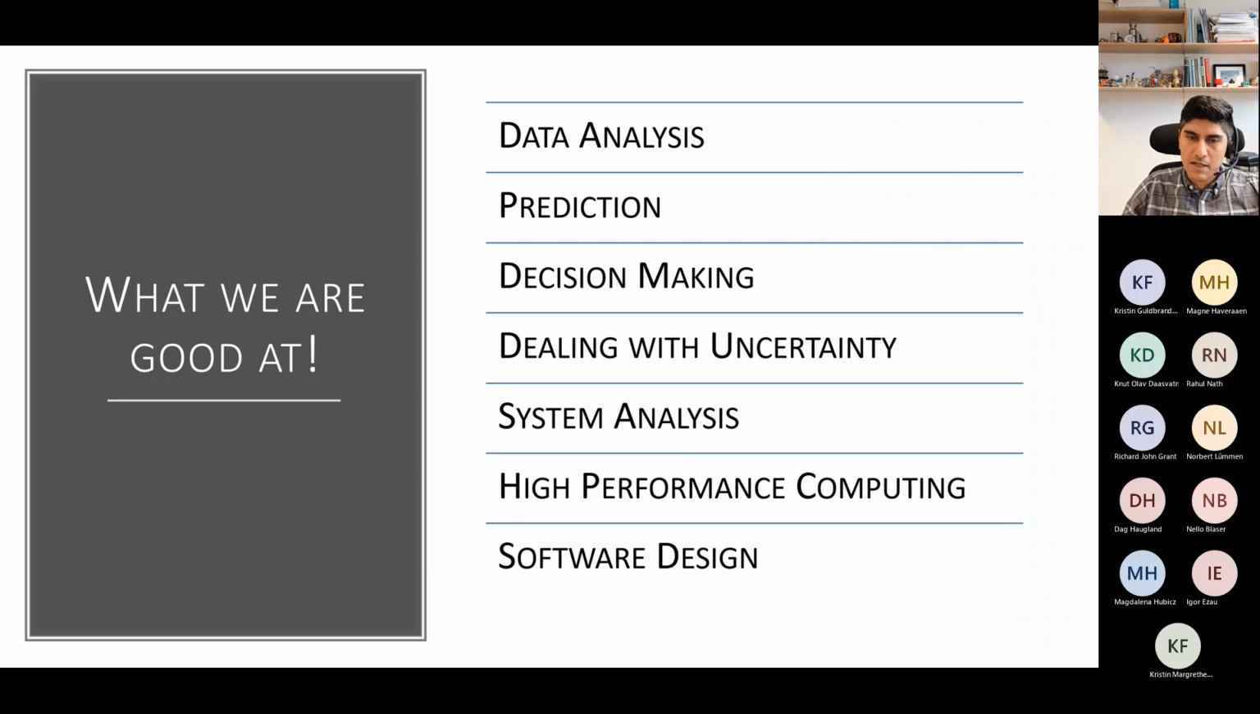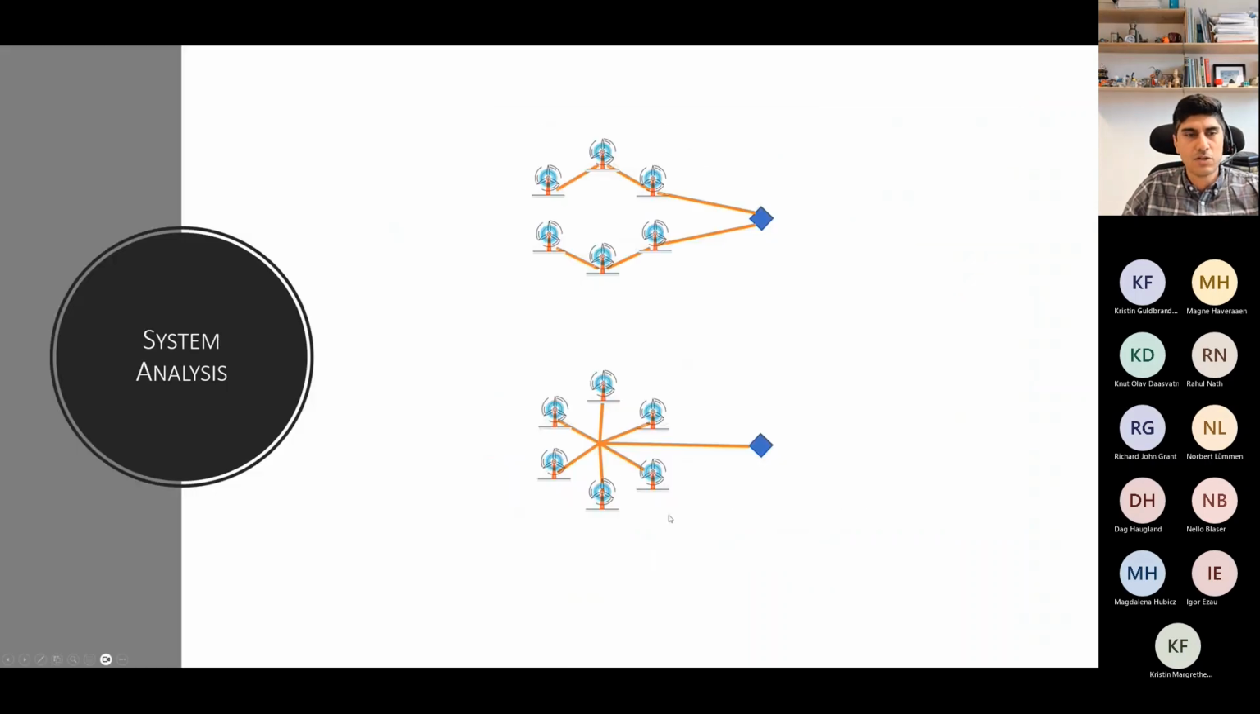So the next point is system analysis that I want to talk a little bit about. Let's look at these two different system designs for cabling of the turbines. You see six turbines. On top, these six are connected with two cables, each connecting three. And on the bottom, you see the star layout, where the turbines are connected to one artificial node, let's say, and that node is connected to the hub.